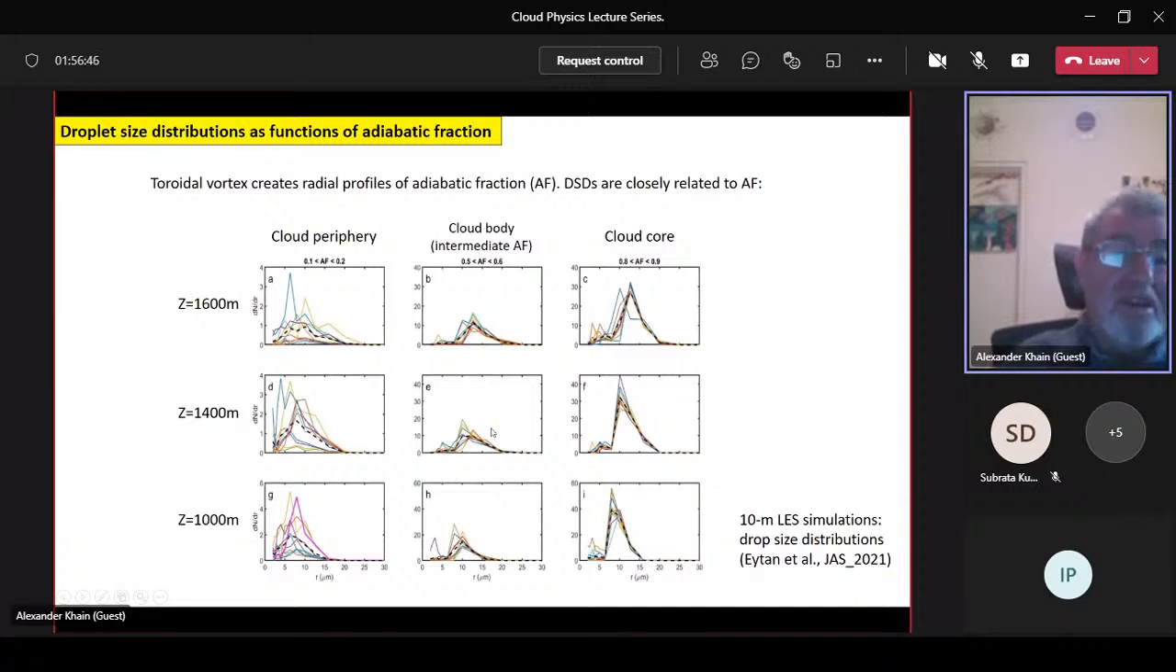Okay, now we saw that the toroidal vortex creates a radial profile of adiabatic fraction. And what we found is that droplet size distributions are closely related to adiabatic fraction. Here you can see size distributions at three levels in the zones of cloud core, intermediate adiabatic fraction, which is the major cloud body, and cloud periphery. This is the interface zone.